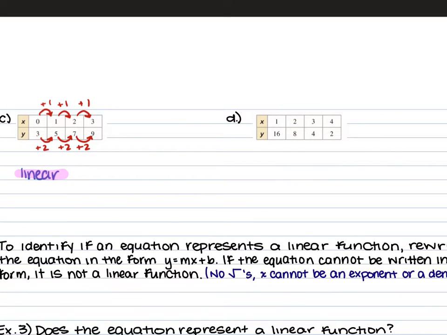For example D, our x values are 1, 2, 3, 4. So these are going up by 1s. For our y values, we have 16, 8, 4, 2. So this goes down by 8. From 8 to 4, it goes down by 4. And from 4 to 2, it goes down by 2. So because this one is not consistently the same for the change in our y values, we have a non-linear function.